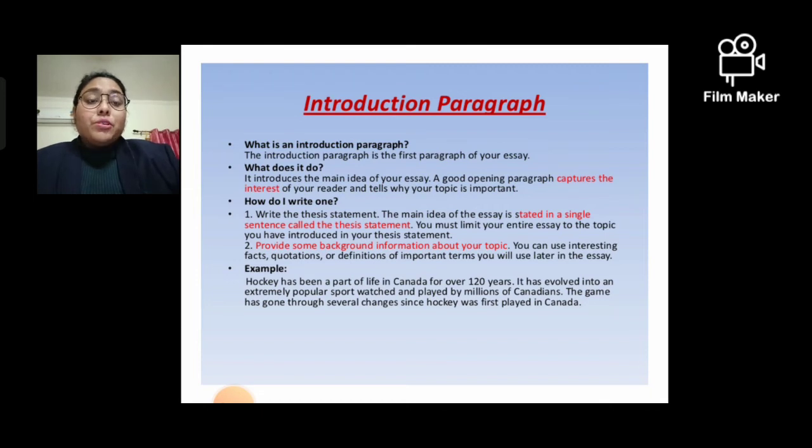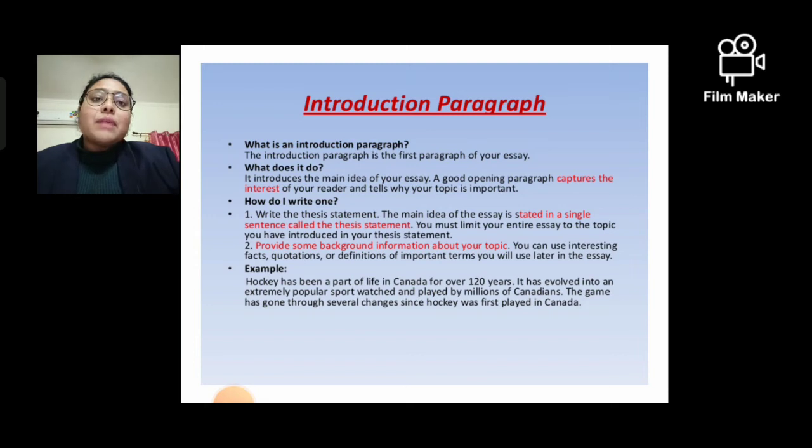This introduction paragraph should capture the interest of the reader, meaning it should be attractive for the reader. And how can you make it attractive? You can provide some facts, some quotations, some definitions. You can even use famous proverbs over here. You can start with a short story also. It can catch the reader's attention. So likewise you can start with the introduction paragraph.